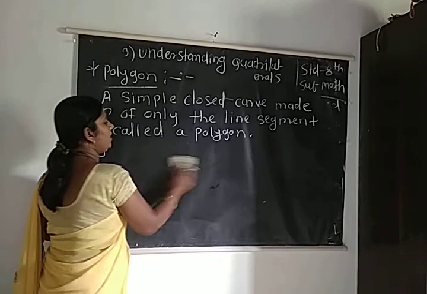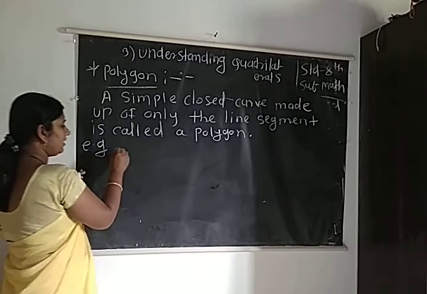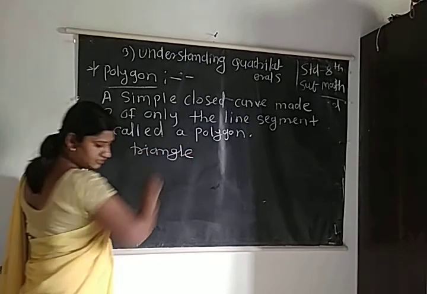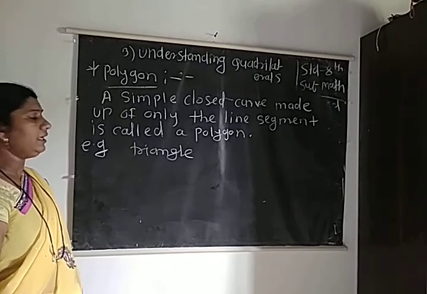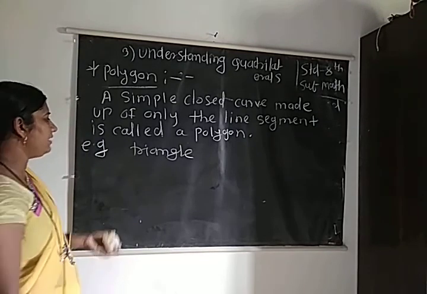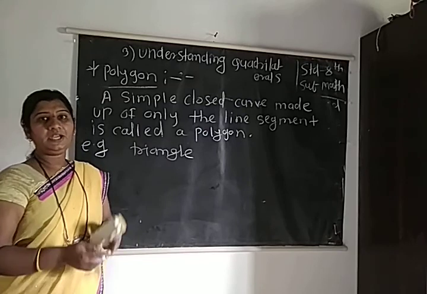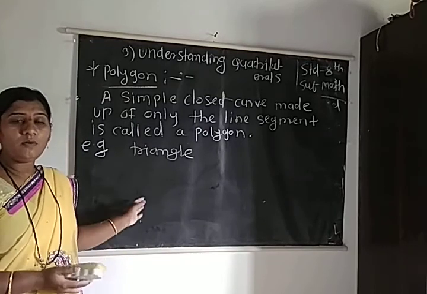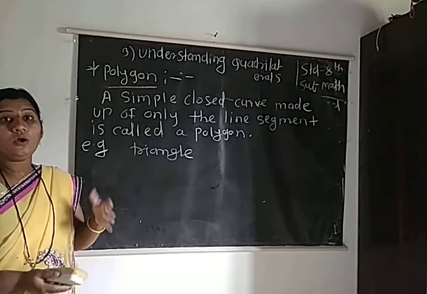So what is an example of a polygon? For example, a triangle. This triangle is made up of 3 line segments. Other examples are square, pentagon, hexagon. You know that all these are polygons. Okay, circle is not a polygon.